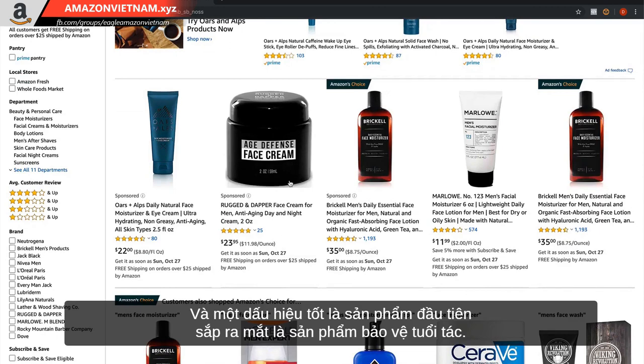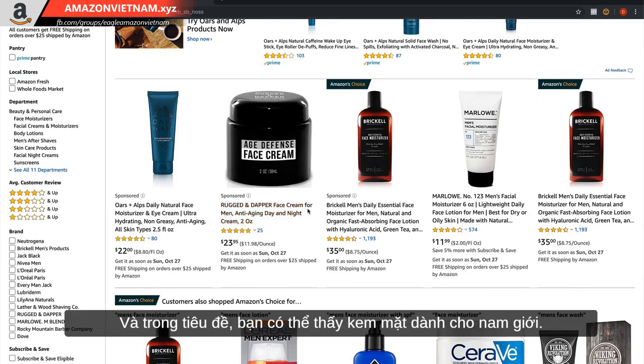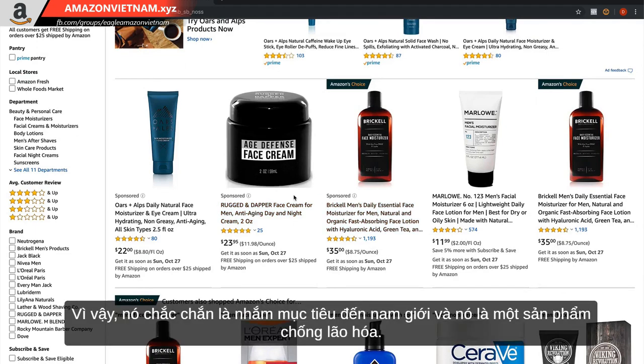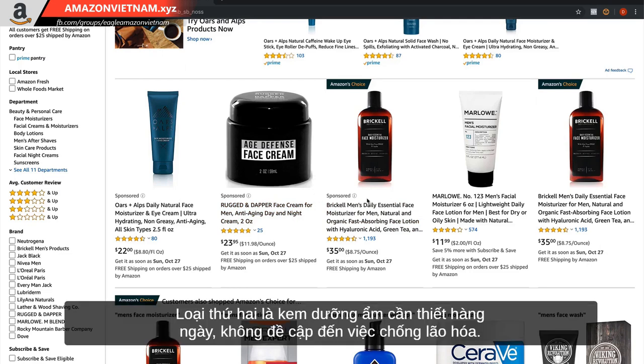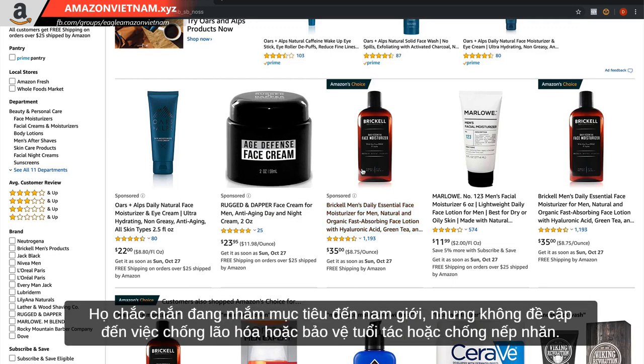And a good indication is that the first product that's coming up is an age defense product. And within the title, you can see face cream for men. So it's definitely targeting men, and it's an anti-aging product. The second one, it's an essential daily moisturizer. No mention of anti-aging. So when we look at the next result, you can see it's more of a general moisturizer. It's a daily moisturizer. They're definitely targeting men, but there's no mention of anti-aging or age defense or anti-wrinkle.